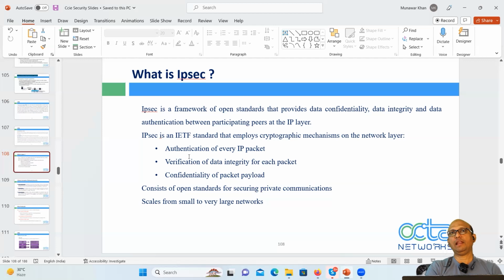So if we have very light protocols, why are we using IPsec? Because we want security. If you want security, definitely you have to spend. You cannot say, I don't want to spend and I want the security at the same time. No, you have to spend and then only you will get the security.